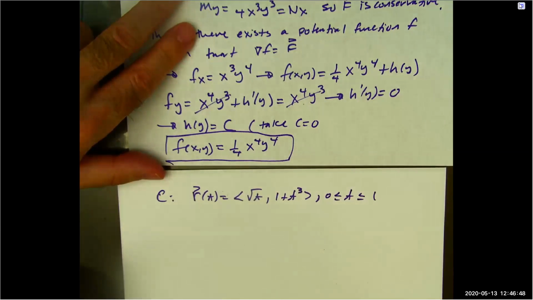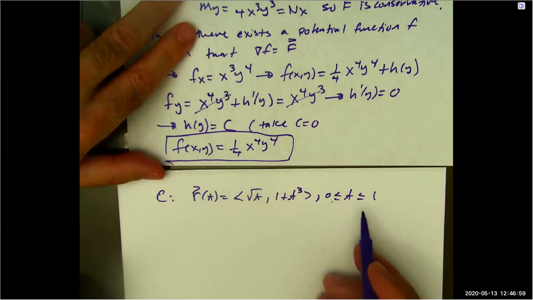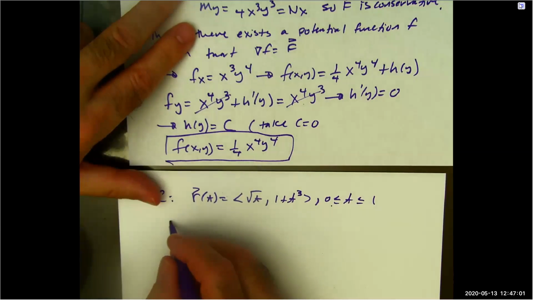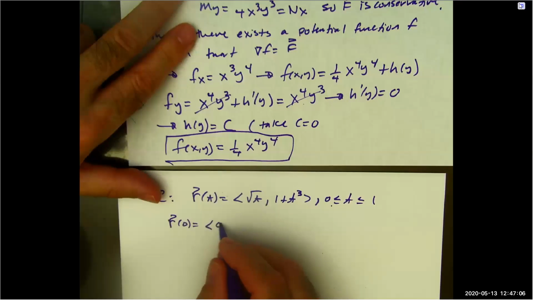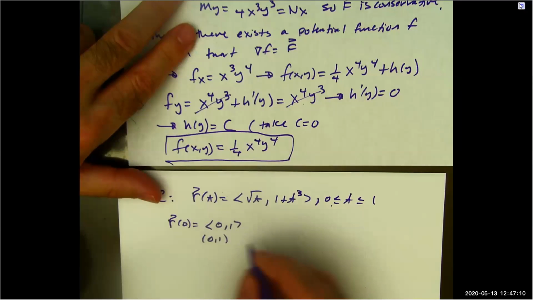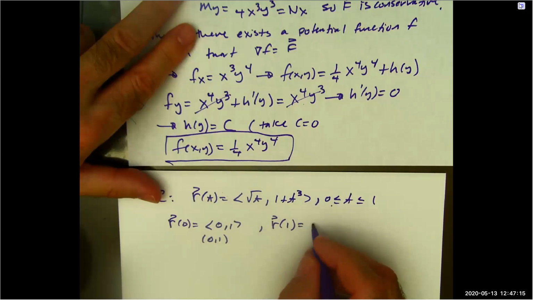And so when you have a conservative vector field, it's independent of path. And so all we care about are the endpoints of the path. So we can find the endpoints of the path by just plugging in 0 and 1. And so we know that r of 0 is just going to be equal to (0, 1). So that means that one endpoint is at (0, 1). And then we calculate r of 1, and that's going to be equal to (1, 2). So we're going to use the point (1, 2).